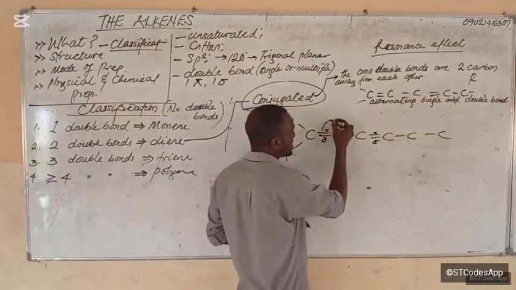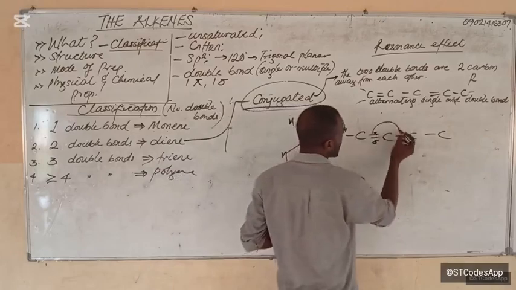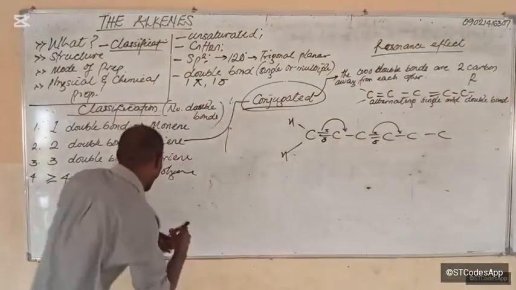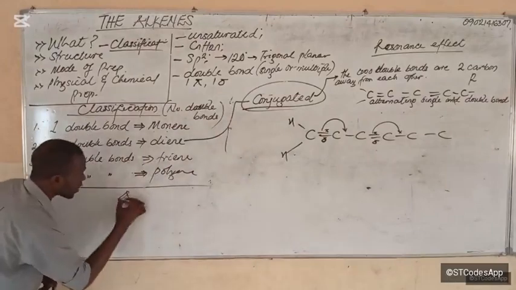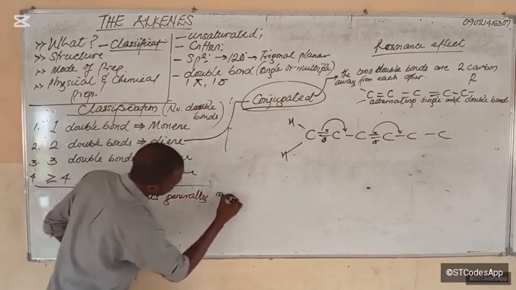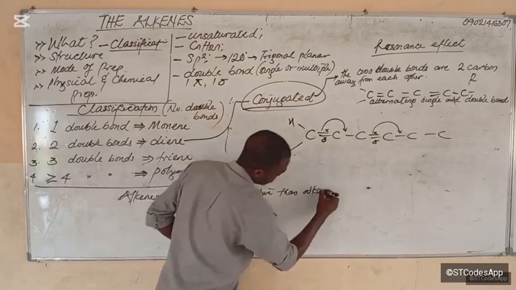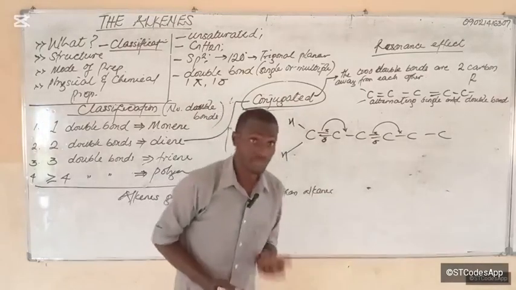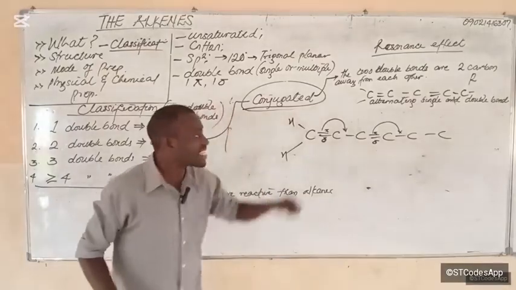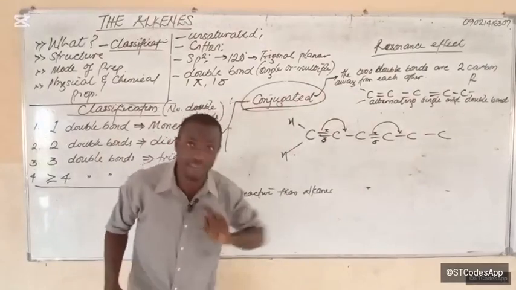Now, here's what happens. This pi bond is easily delocalized. Notice, alkenes are generally more reactive. Just listen to me first. Alkenes are generally more reactive than alkanes, or I would say than their corresponding alkanes. Why? The reason is this pi bond is a weak bond, and that's their reactionary center.